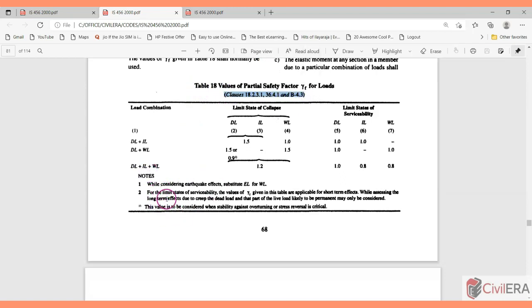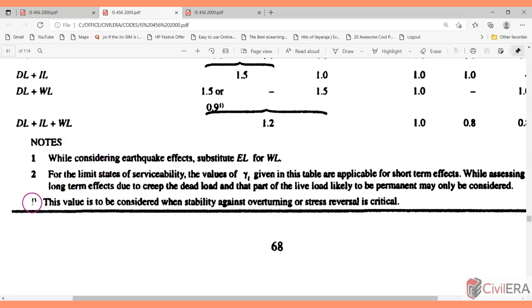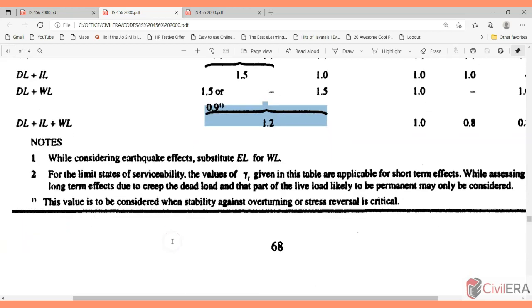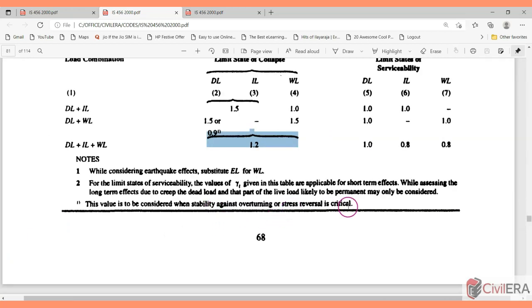Also note that there are nodes. So this is a node and you have a sub node here. That sub node is coming from this 0.9 DL plus 1.5 wind load or earthquake. So why is it needed? There is a sub node here which says that this value is to be considered when stability against overturning or stress reversal is critical. Now, how is that becoming critical? What is that overturning? What is that stress reversal?